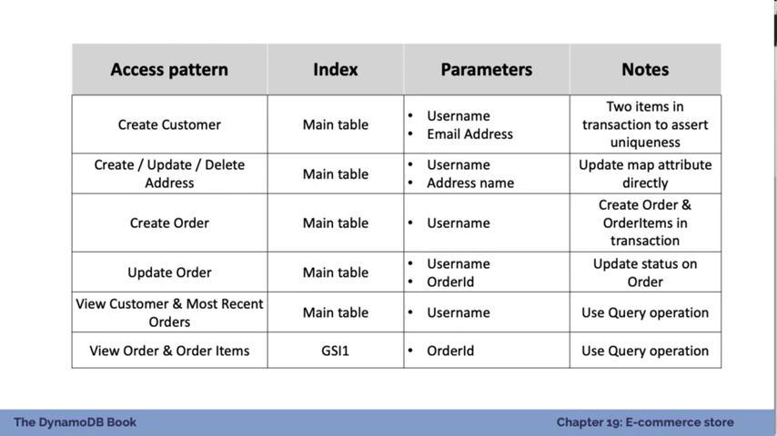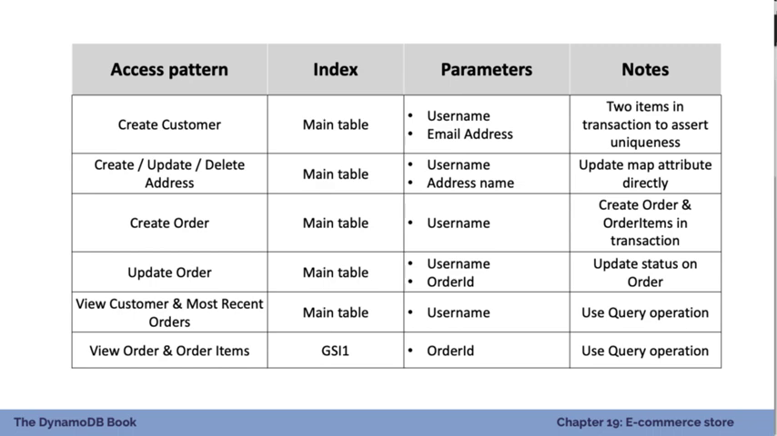Let's walk through our access patterns here. First one we have up top is create customer. That's going to go against our main table like all the writes usually are. Big parameters you're going to have there are the username and the email address. And the note there is you're going to be writing two different items in that single transaction to assert uniqueness. So we have that customer item, but we also have that customer email item just to make sure we have uniqueness on that email.